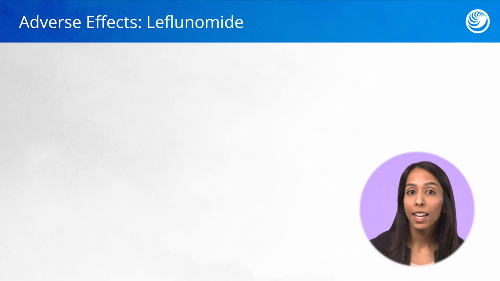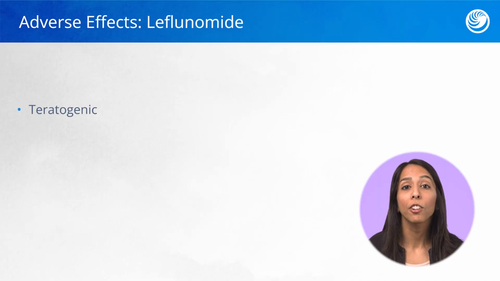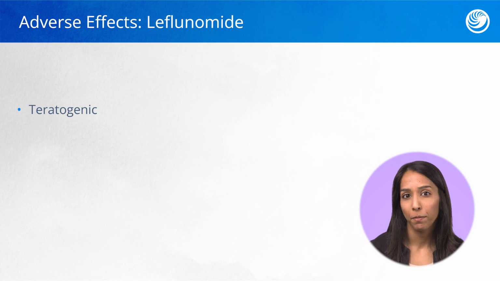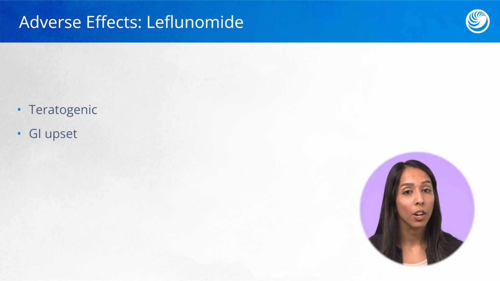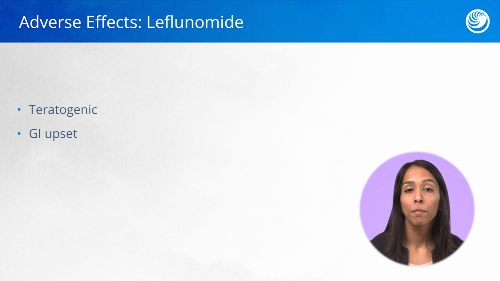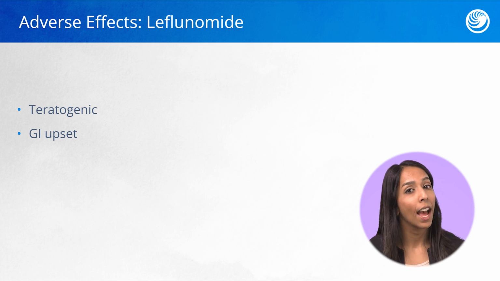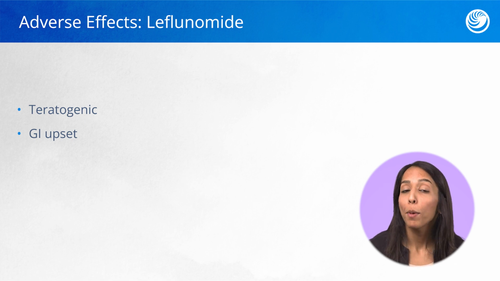Similar to methotrexate, leflunomide can cause teratogenic effects and therefore is contraindicated during pregnancy. Pregnancy must be excluded before starting this drug. GI symptoms may occur, including nausea and diarrhea, and the latter can occur early after initiation, or it can have a delayed onset. Abdominal pain can also occur.